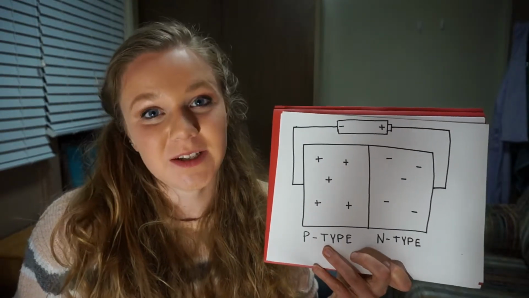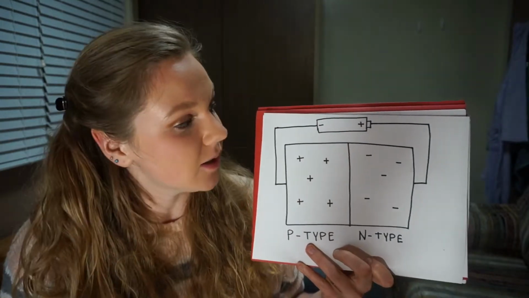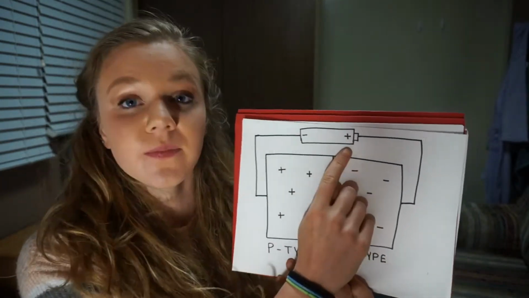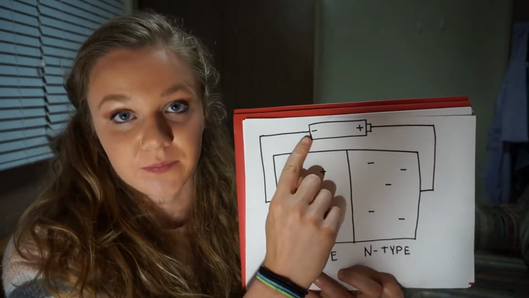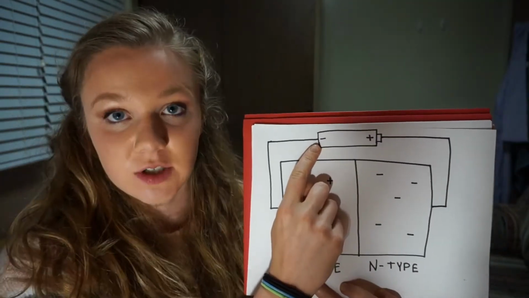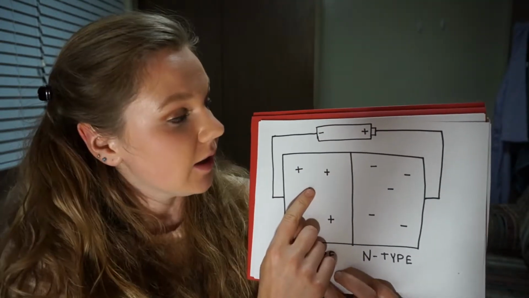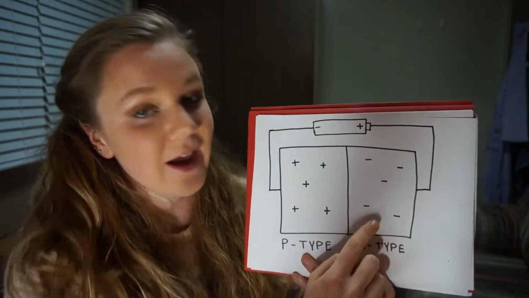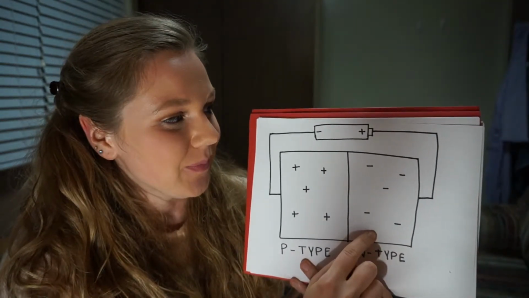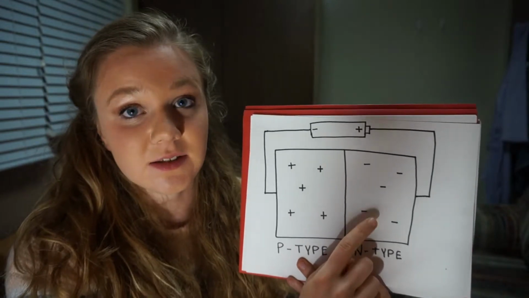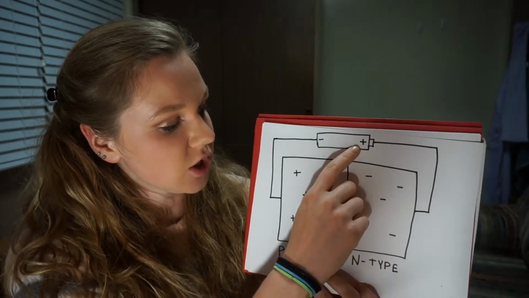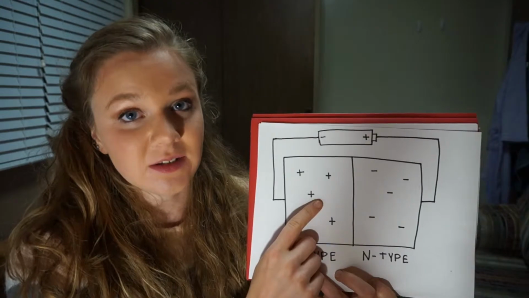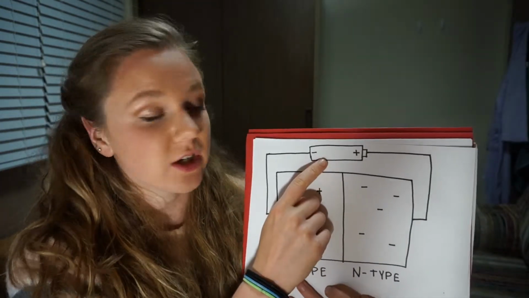So specifically a potential difference in the form of this battery, which has a positive terminal here and a negative terminal here. So if we attach the negative terminal to the P-type material and the positive terminal to the N-type material, then as you can imagine, these electrons will be attracted to this positive charge, while these positive holes would be attracted to this negative charge.